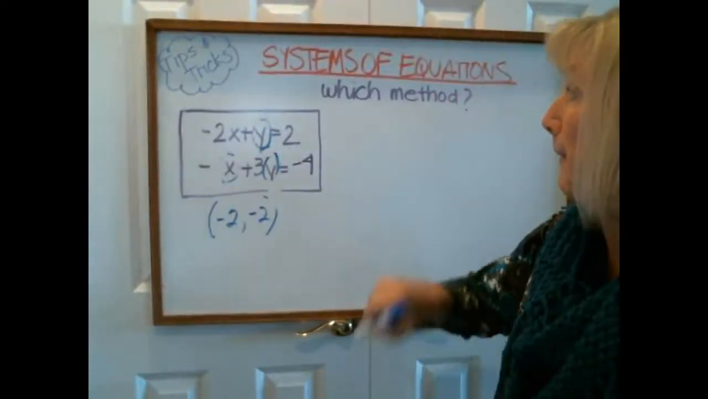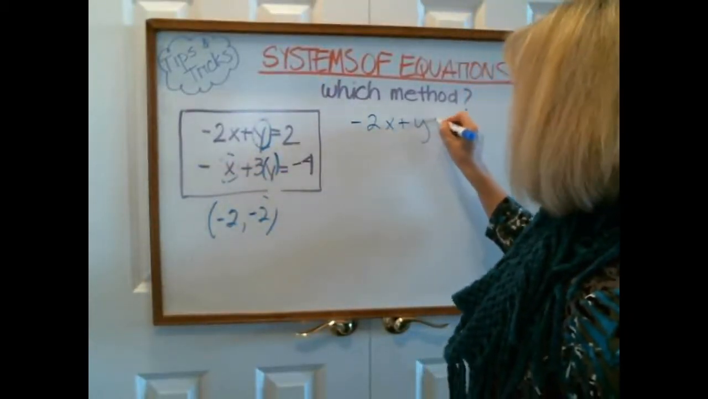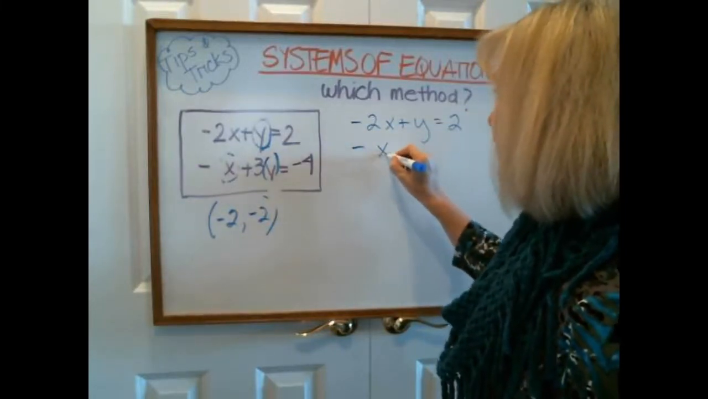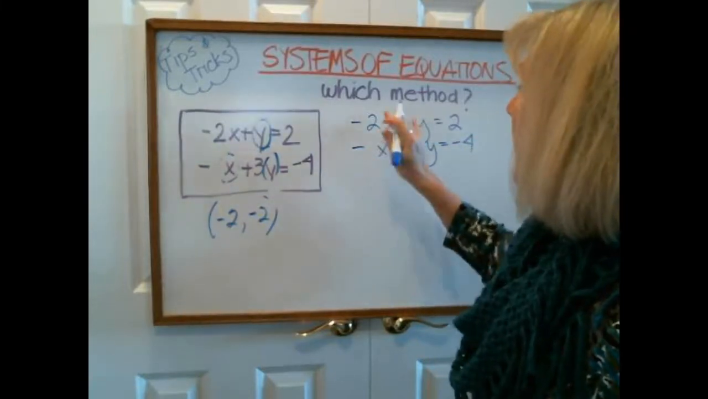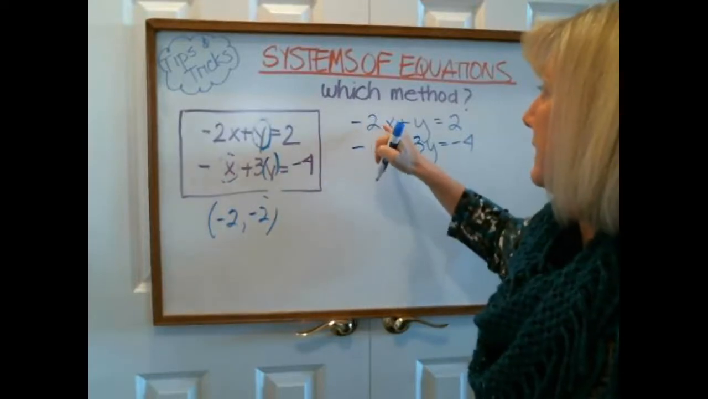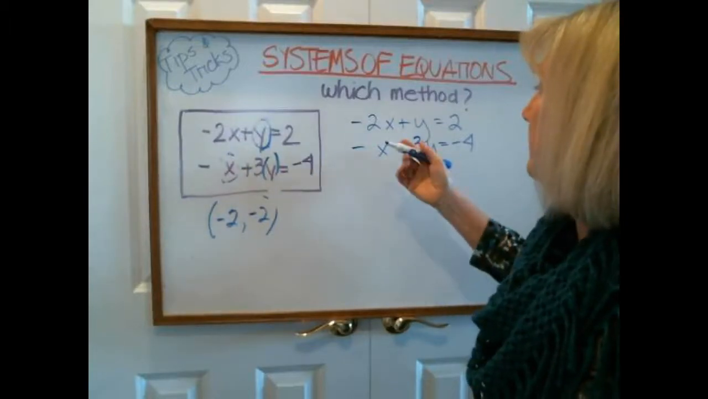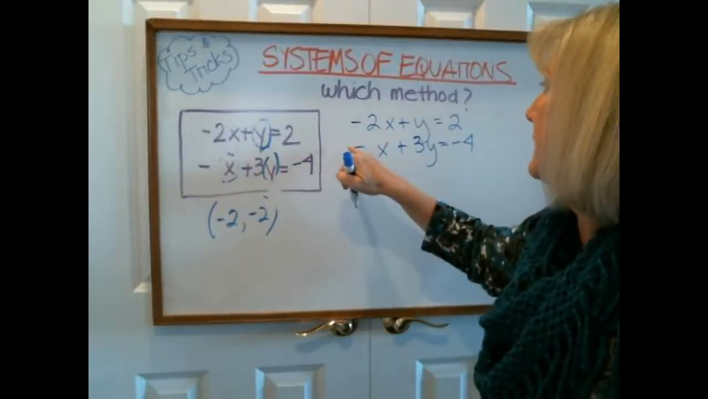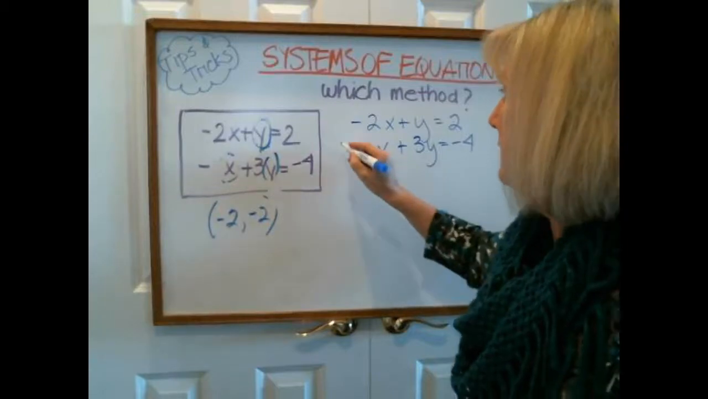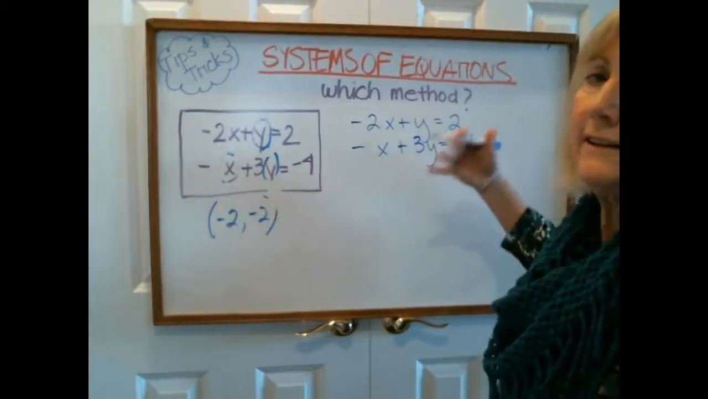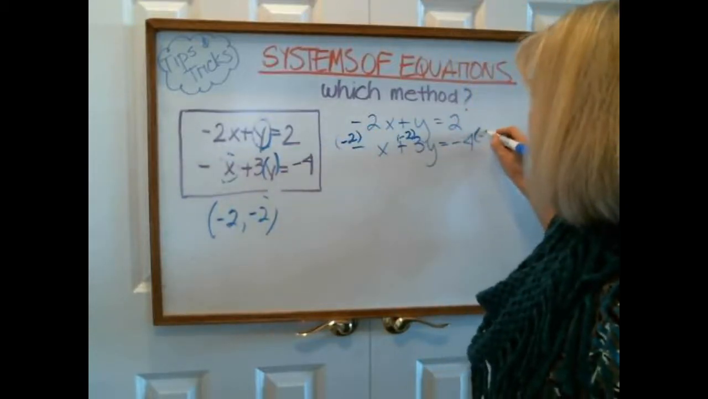problem using elimination. So what I'd like to do is line them up. So I have negative 2x plus y equals 2, and negative x plus 3y equals negative 4. Now the object of this one is to get either the x to add to 0 or the y to add to 0. So I'm going to keep the numbers small, and I'm going to multiply this one times negative 2, because that will turn this positive. Instead of doing parentheses negative 2, I like to multiply each term by negative 2. That's my tip for here.